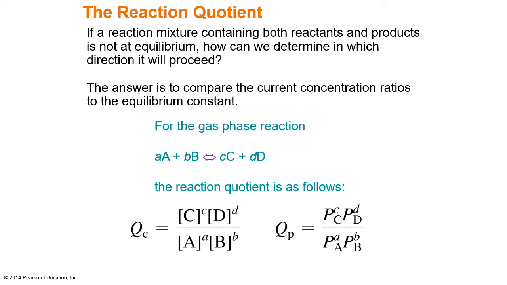And we set it up in the exact same way with products raised to the coefficients divided by reactants raised to the coefficients. We then can compare the Q value, which is our reaction quotient, to our equilibrium constant to determine if we are at equilibrium.